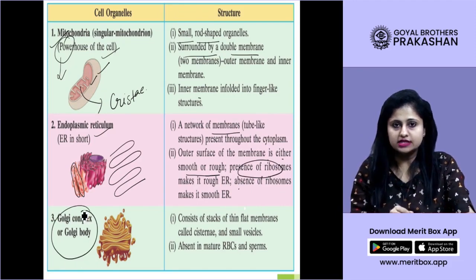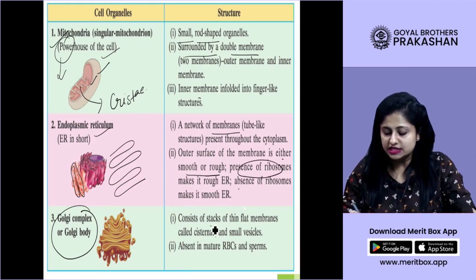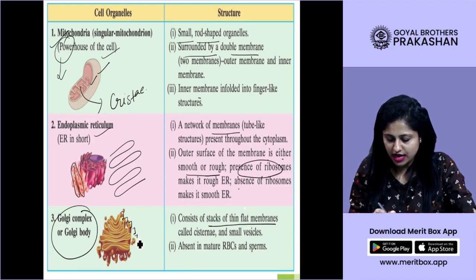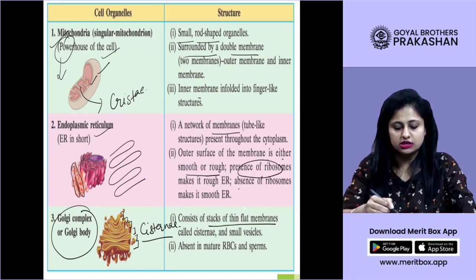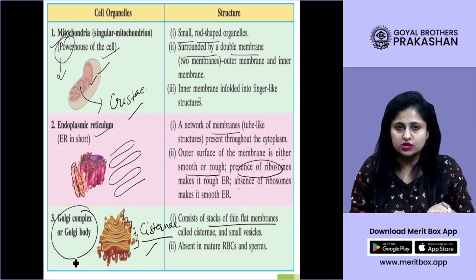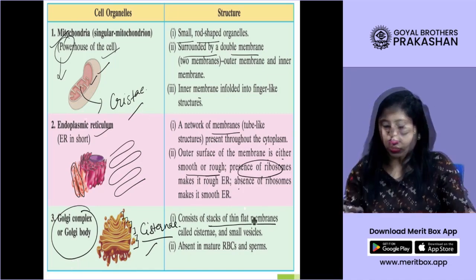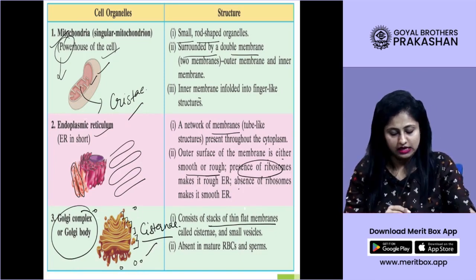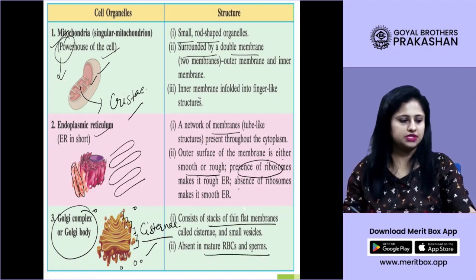Next is Golgi complex or Golgi bodies or Golgi apparatus. So, it consists of stacks of thin flat membranes. If you could see, there are the stacks of thin flat membranes called cisternae. Please don't get confused with these two terms, cristae and cisternae. Cisternae is a term given for Golgi complex or Golgi bodies, and cristae is the term given for the mitochondria. So, cristae and some small vesicles are also present. Golgi complex or Golgi bodies are absent in mature RBCs and sperms.